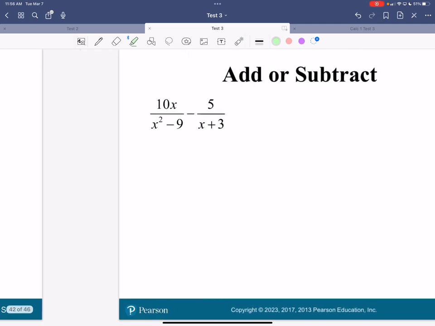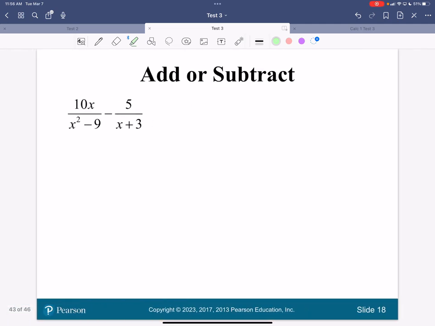Okay. Now, I want to focus on those denominators. So the first thing I'm going to do is take the x squared minus 9. And that's a difference of perfect squares. So I'm going to factor that to x plus 3, x minus 3. Okay, and what's my second denominator? Good, I can't break that down at all, so it just stays x plus 3.